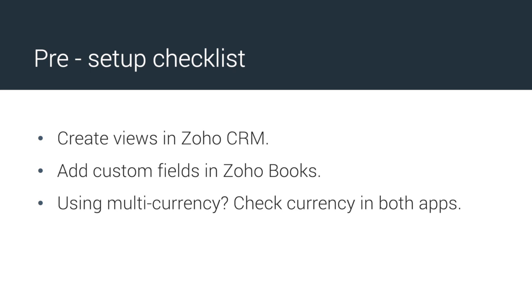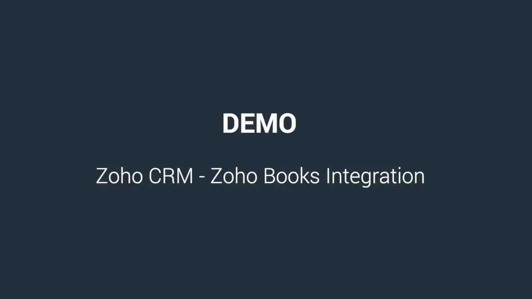Now, the second thing is go through the mapping fields on the integration page, and if you want to carry over additional pieces of information from CRM to Books, just create custom fields in Books. And in the end, if you're using the multi-currency option in Zoho CRM and Zoho Books, ensure that both have the same currency in place. Now I'm going to quickly show you how to connect your Zoho Books account with that of Zoho CRM.